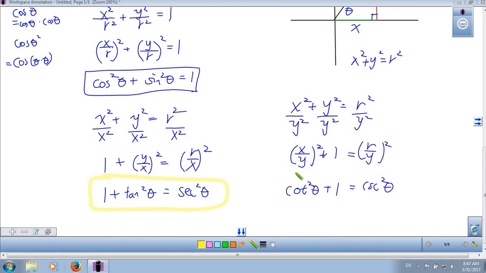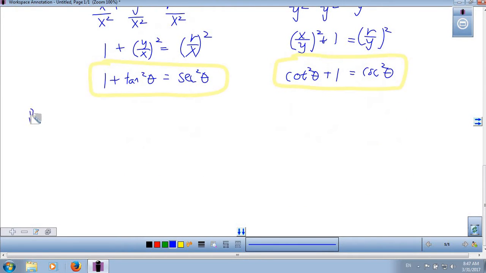So now we have all 3 of our Pythagorean identities. 1 plus cotangent squared theta equals cosecant squared theta. Now, we have 3 to start with, so let me go ahead and write them in the same place. So we have our Pythagorean identity here. We have 3 to start with.